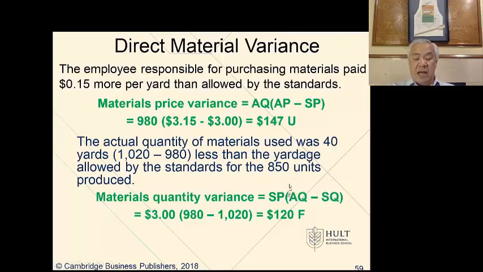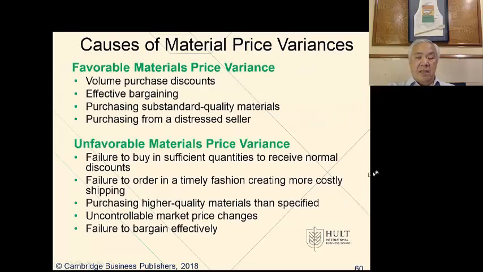Quantities goes the other way. So we lock the standard price of $3 and we look at the quantity, and we use less quantity. Therefore, we had a favorable variance of 120. So why might this happen?